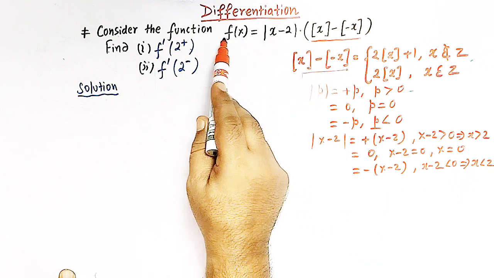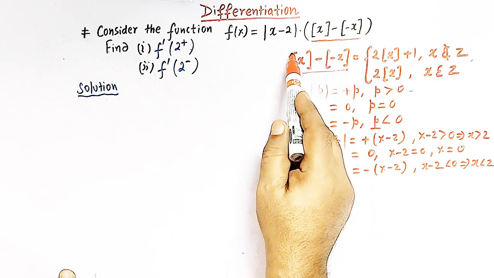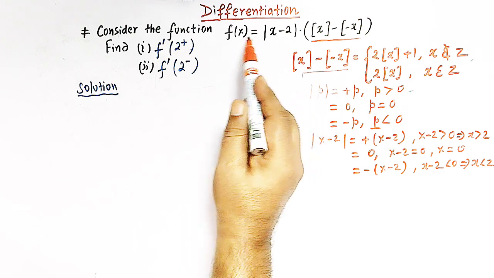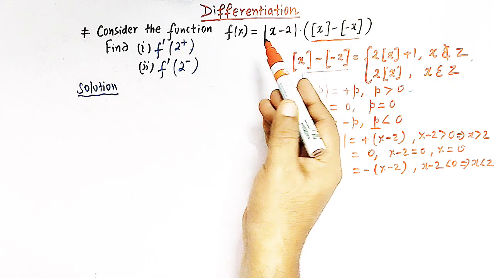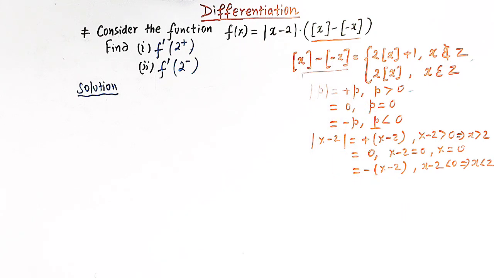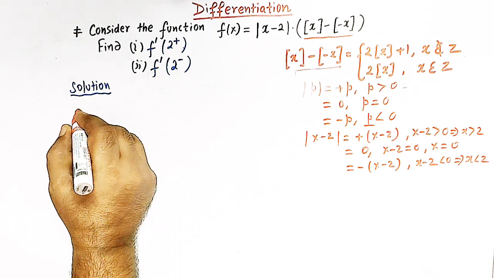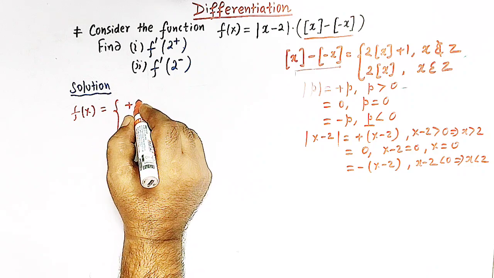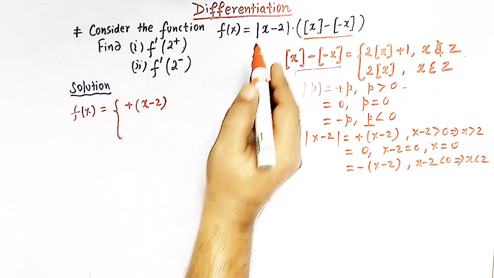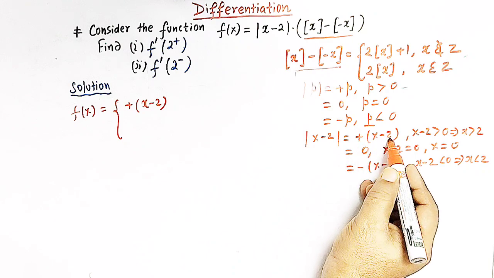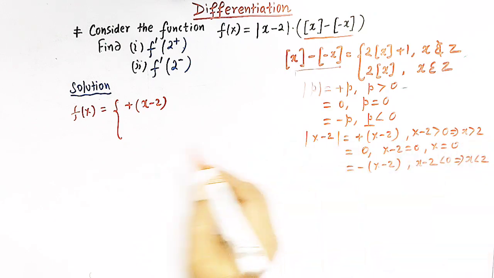So to solve these kind of problems we must know the definitions of the functions involved, right? So now let us modify or rewrite this function by using these two definitions. So now we can write f of x is equal to positive x minus 2. Here mod of x minus 2 is taken as positive x minus 2 whenever x is greater than 2.